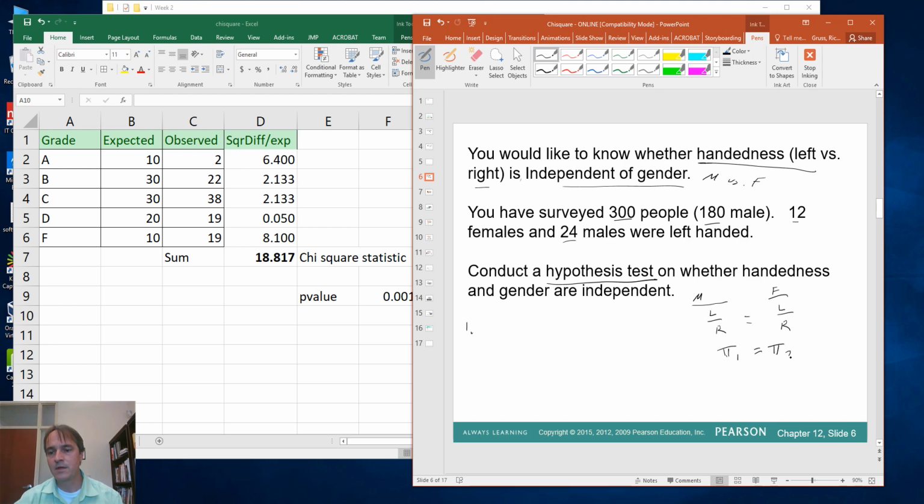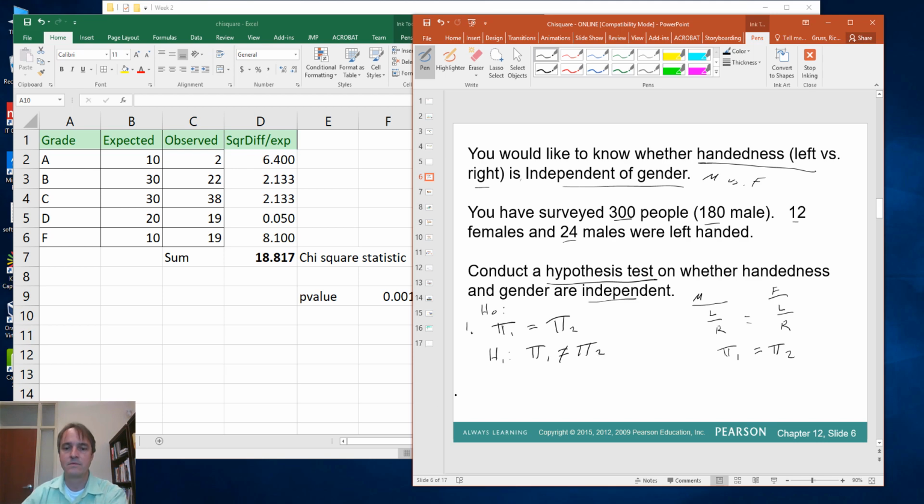We don't have any directional hypothesis here. We just want to know if these proportions are equal. So if you're doing a chi-squared test of the independence of two categorical variables, we're going to use a null hypothesis of proportion 1 equal to proportion 2. So that's the null. That makes the alternative simply that proportion 1 does not equal proportion 2.